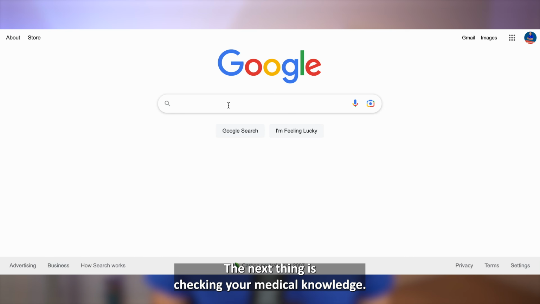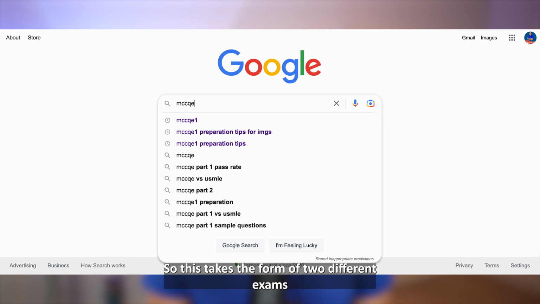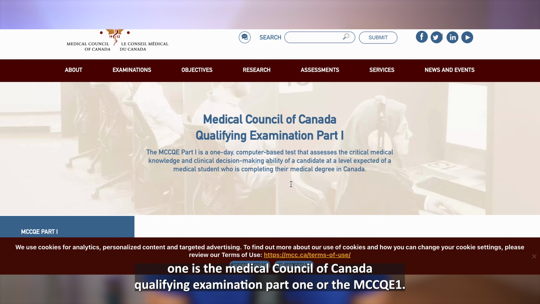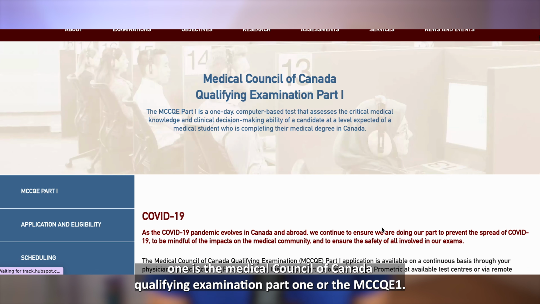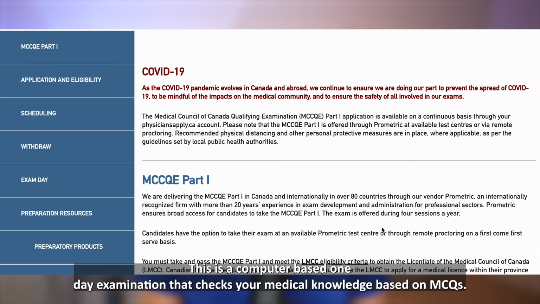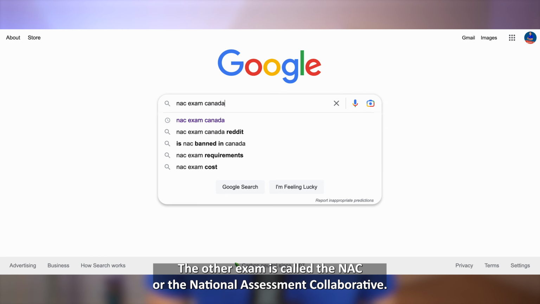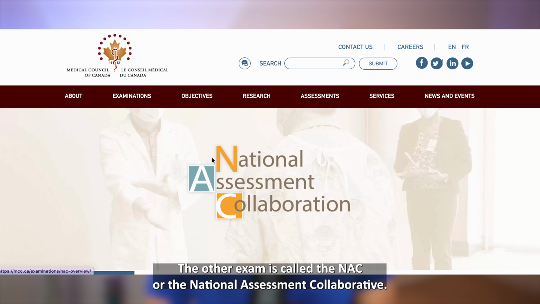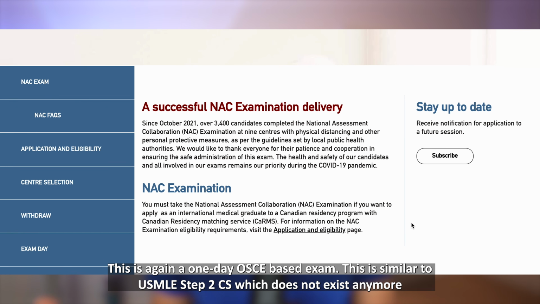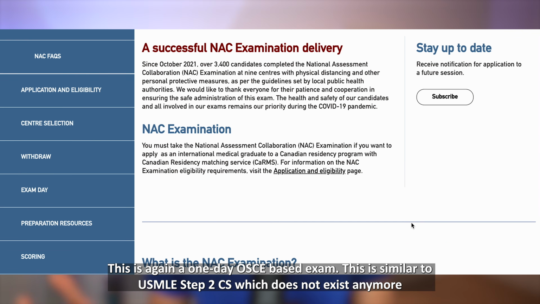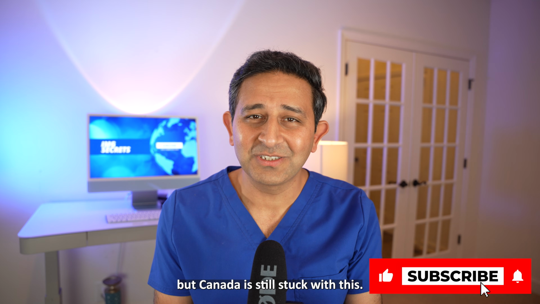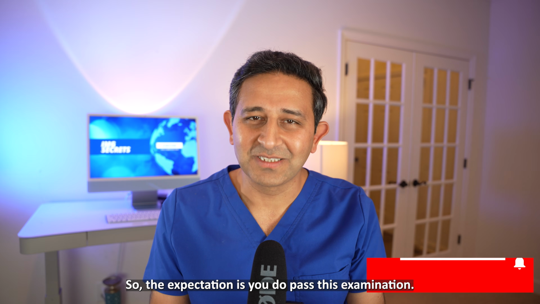The next thing is checking of your medical knowledge. So this takes the form of 2 different exams. One is the Medical Council of Canada Qualifying Examination Part 1 or the MCCQE1. This is a computer-based one-day examination that checks your medical knowledge based on MCQs. The other exam is called the NAC or the National Assessment Collaborative. This is again a one-day OSCE-based exam. This is similar to USMLE Step 2 CS, which does not exist anymore. Thankfully, USA has gone away from this. Canada is still stuck with this. So the expectation is you do pass this examination.